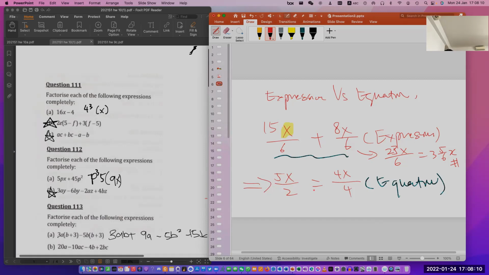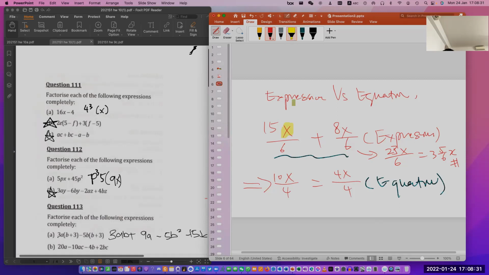So what you can do is make the denominator same. So the first step is make the denominator same. So over here you have 2, over here you have 4. So you can make this 2 times 2, and then over here 2 times 5x. So above you get 10x. And over here you get 4.